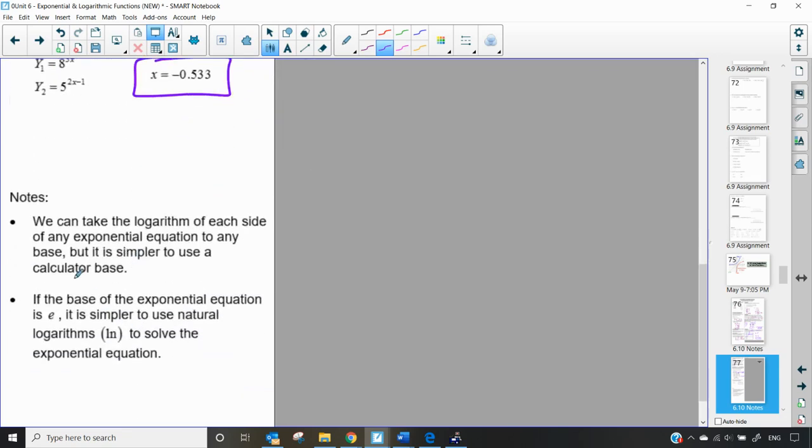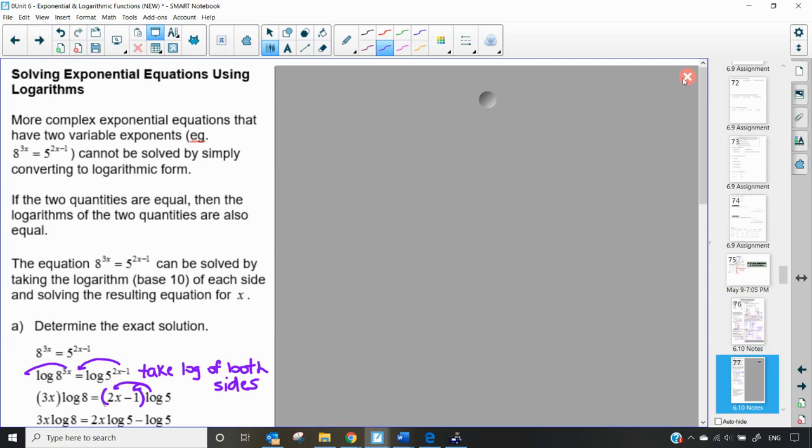All right, so a couple notes before we get into some examples. We can take the log of each side of any exponential equation to any base. But because our calculator is already programmed for base 10, using our calculator base makes the most sense. Now, if the base of an exponential equation is e, then instead of taking the log of both sides, we're going to take the ln of both sides, so ln of both sides, and then solve. And so we'll look at an example of this as well.